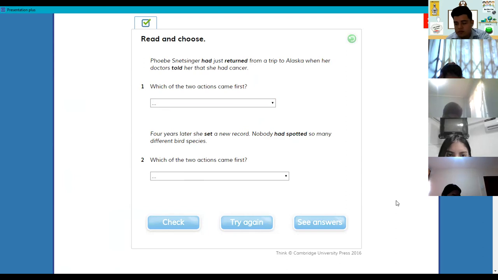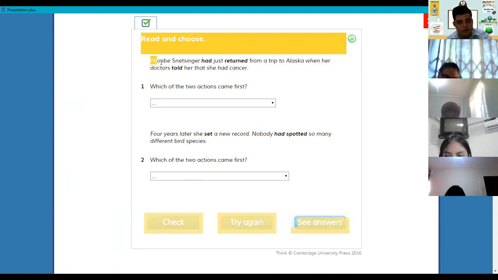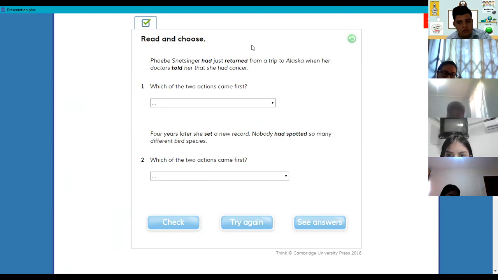So, okay, Miss Vasco, please read this part. Maria Jose Vasco, read this part. "The singer had just returned from a trip to Alaska when her doctors told her that she had cancer."